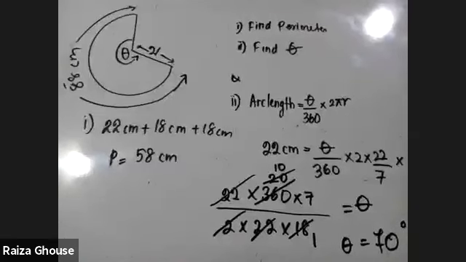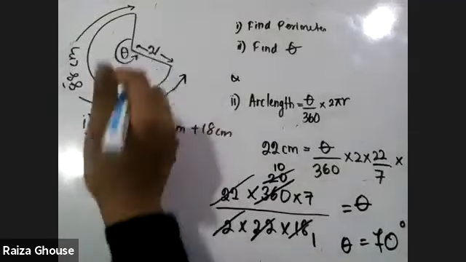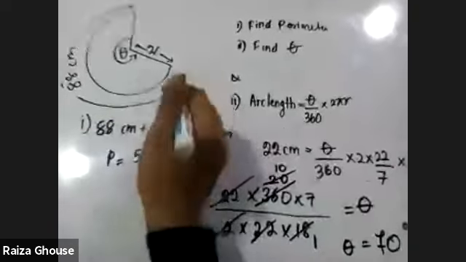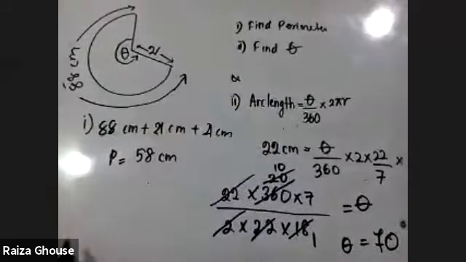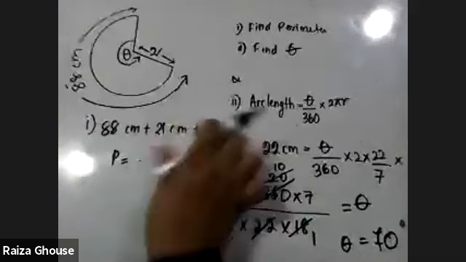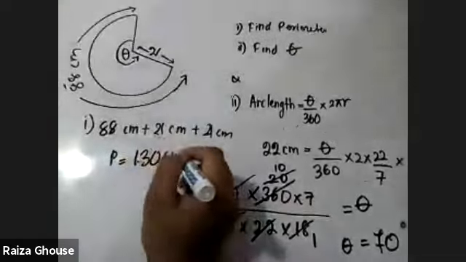Yes, most of them are done. I'm getting answers. Good, very good. What is the answer for perimeter? As in the one before, what do you have to do? Arc length 88, radius 21, 21. So what is the answer altogether? 88 plus 21 plus 21. 130, yes. 130 centimeters. That is the perimeter.